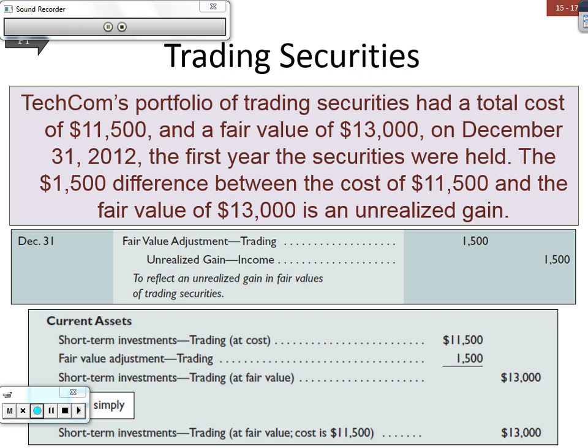And this just shows you the balance sheet on the current assets, how that $1,500 is being added to what was already in short-term investments to give you a total amount of short-term investments and how it has changed.